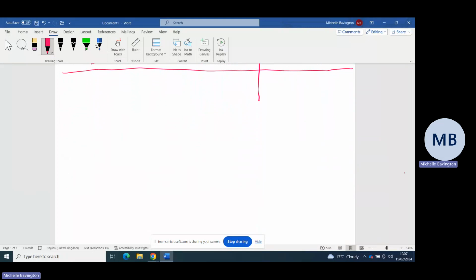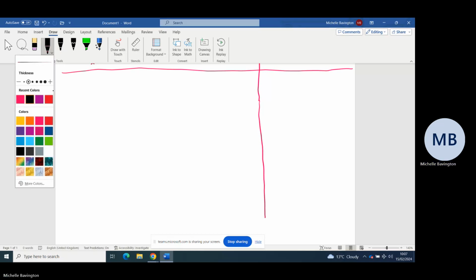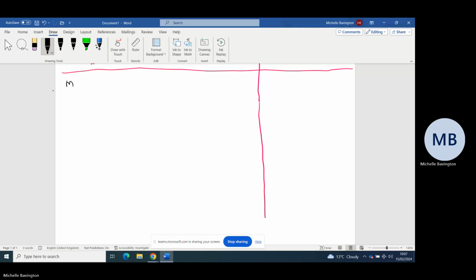Right, what about a bit trickier? So let me just do this here. What about m equals n squared plus 5, and we're going to make n the subject. Well, it's the only letter there, isn't it? So it's going to be n.